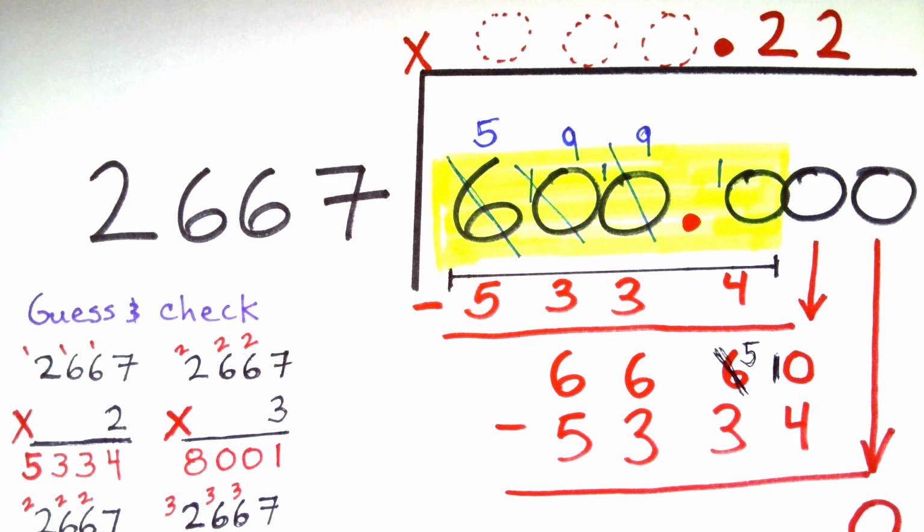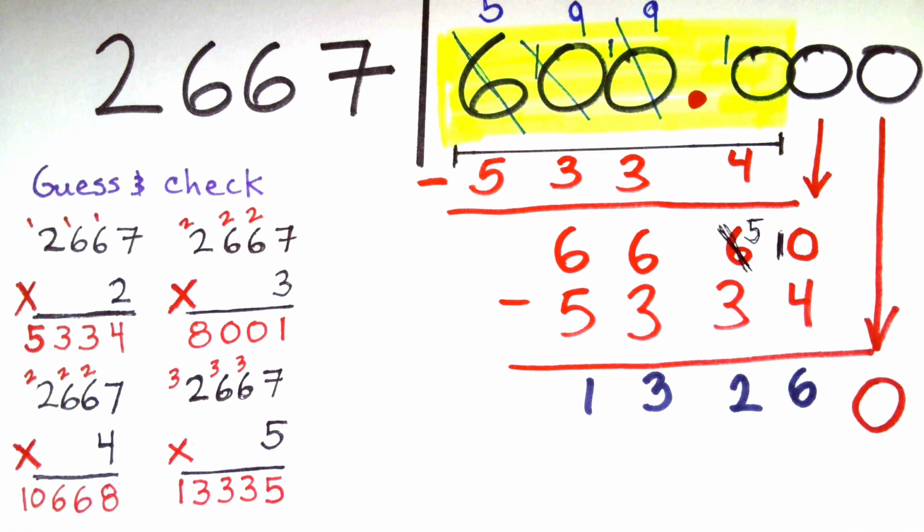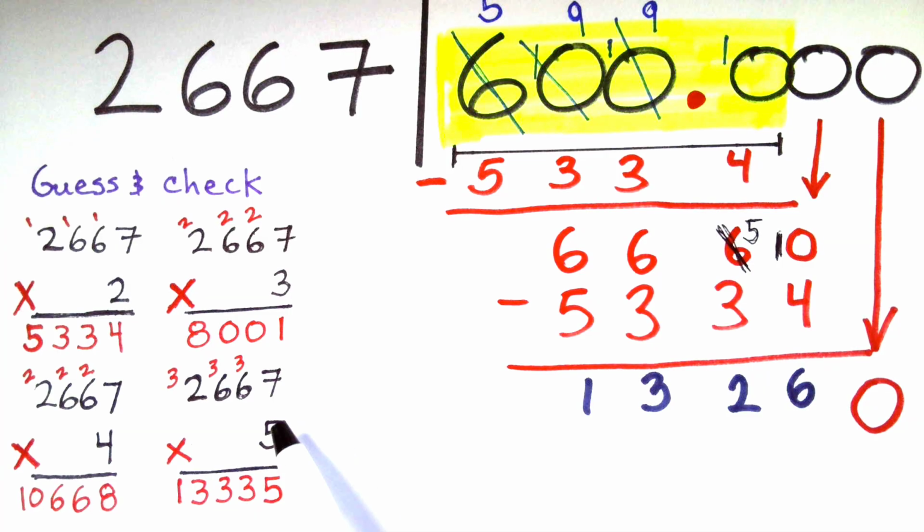What do you get? All right, so you end up with 1,326. But when you bring this next 0 down in order to create your new target number, it turns into 13,260. Let's go ahead and take a look at our guess and check. Do we have a value that will get us closest to 13,260 without going over? All right, so you can see here, when we multiply 2,667 times 5, we get 13,335, which is larger than 13,260. So we cannot use 5.